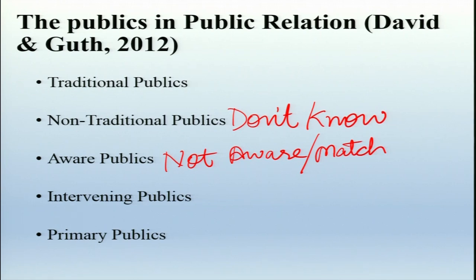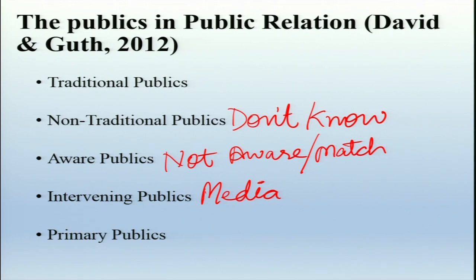Of course, when we talk about non-traditional or aware publics, they can become the traditional publics in the later stages if you initiate good public relations with them. Apart from this, another category is intervening publics. Now, what's intervening publics? For example, media people.